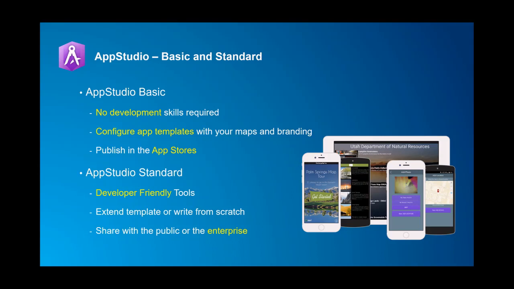With AppStudio Standard, you get a developer-friendly tool set, a full IDE for developing apps, which we'll show in a little bit. And we give you the ability to extend those templates or write new apps totally from scratch. I guess the difference with AppStudio Standard is that you can share with the public, but you can also share and distribute through your enterprise. So if you want to build an app that is not going to the public, that's not going to use public services, that's within your organization, it does require an AppStudio Standard license. And that is a license per developer. It's for the development tools. We're not talking about licensing the actual apps. The developer needs to have AppStudio Standard.